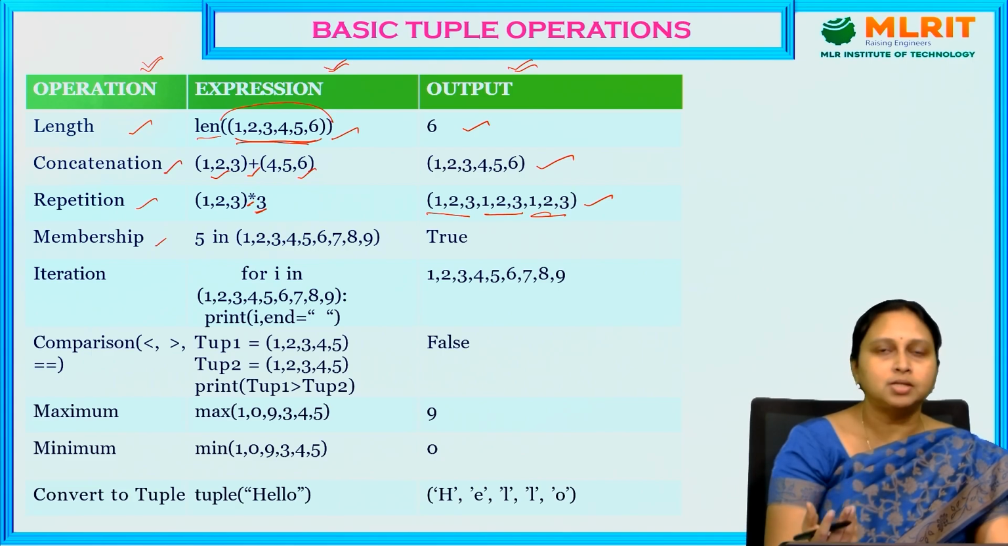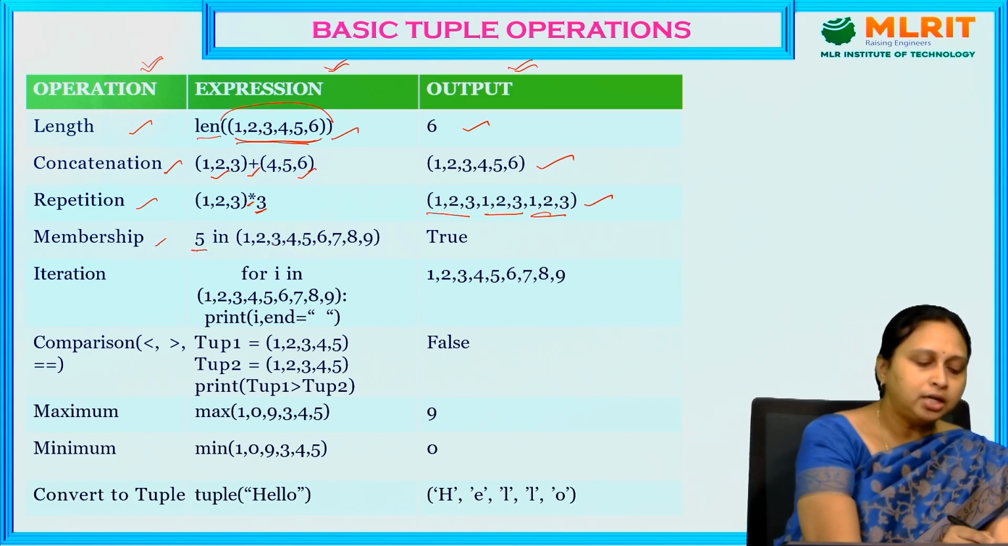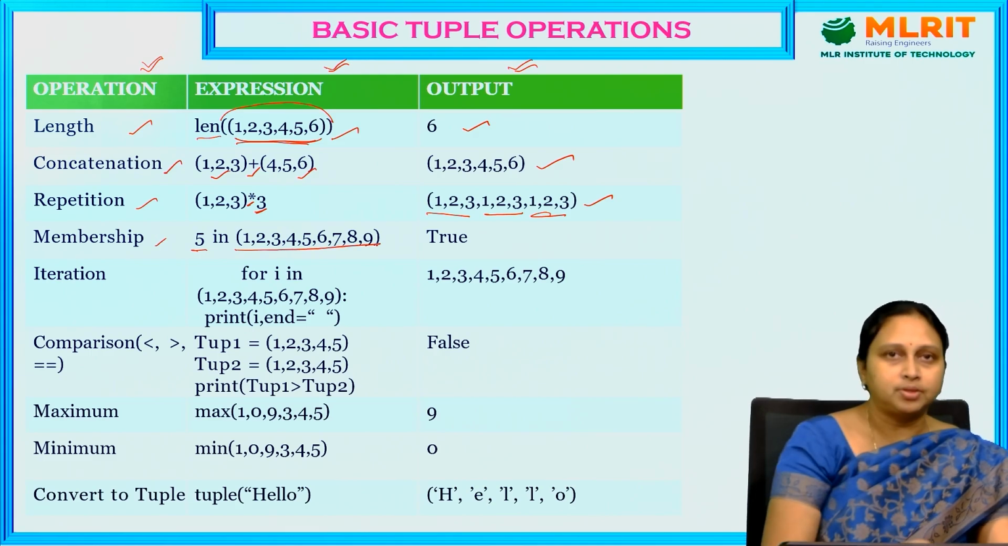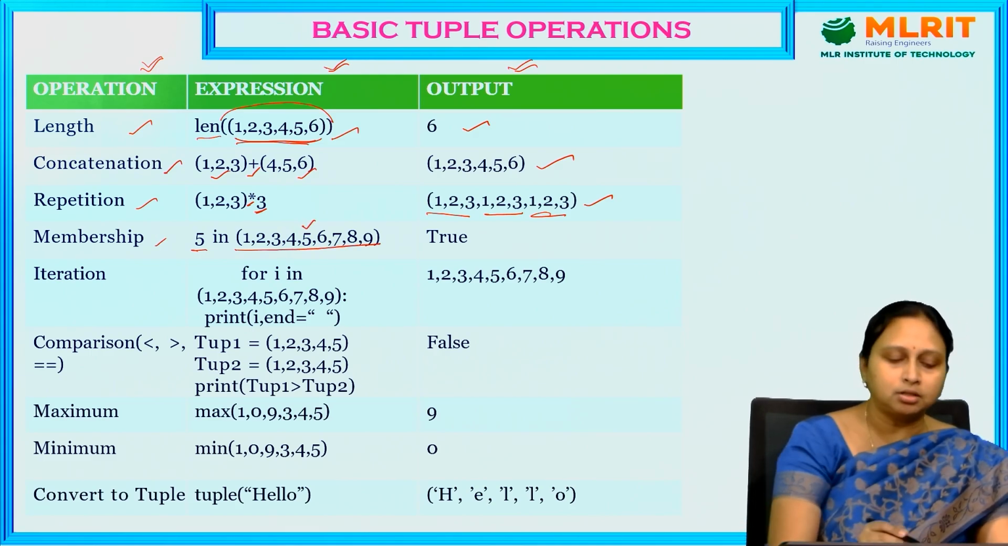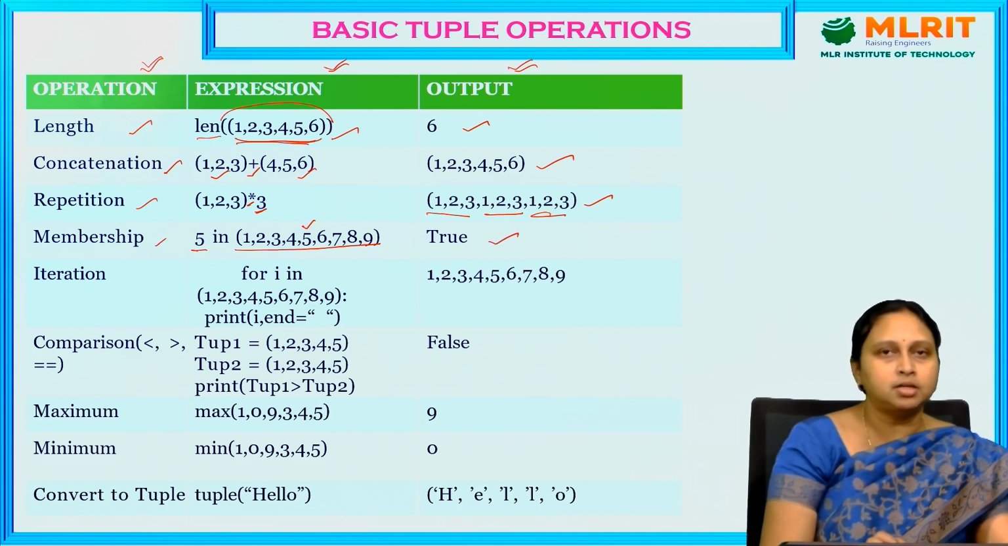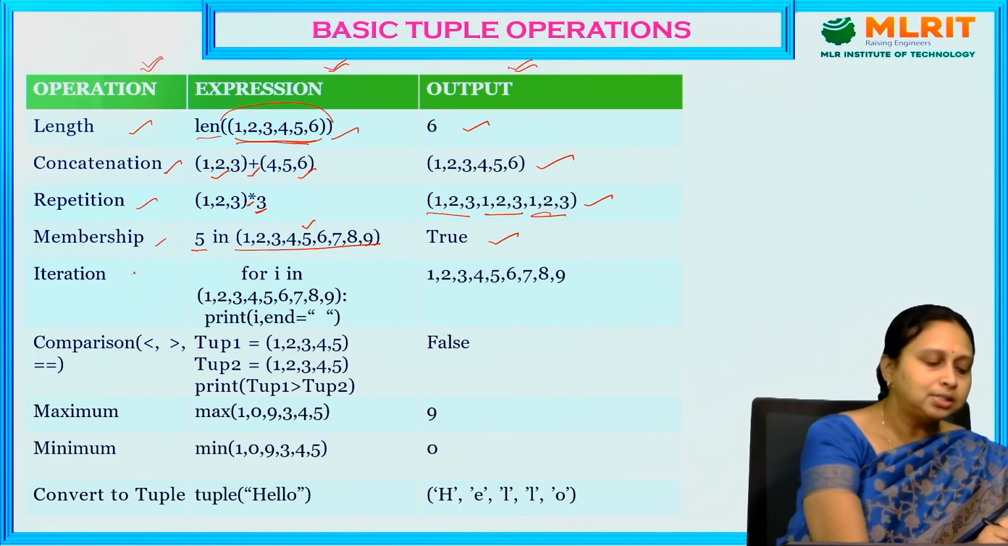If it is not present, then we are going to represent it with a false. That's why I am going to verify 5 in this tuple. Yes, the 5 is present in this tuple, so it is going to return the value true. Membership, that is, whether that particular member is present in the tuple or not, it is going to verify.